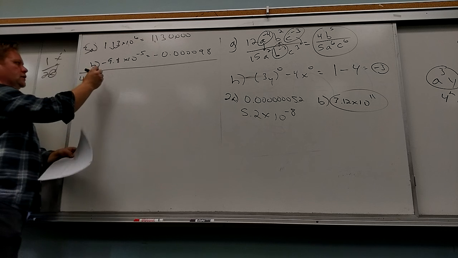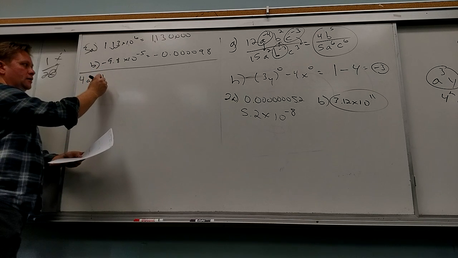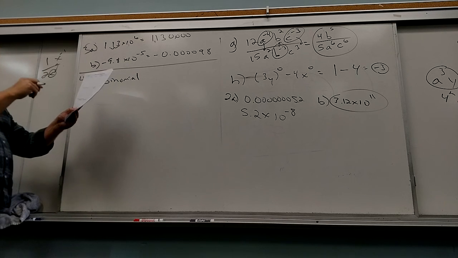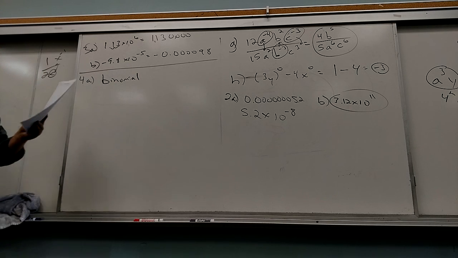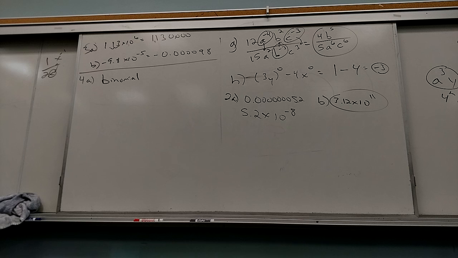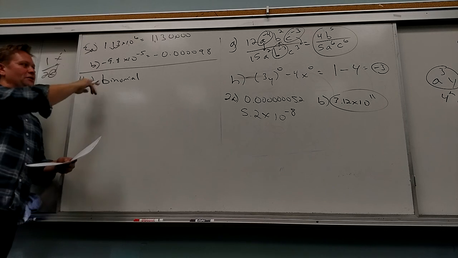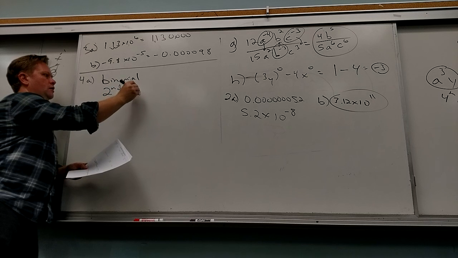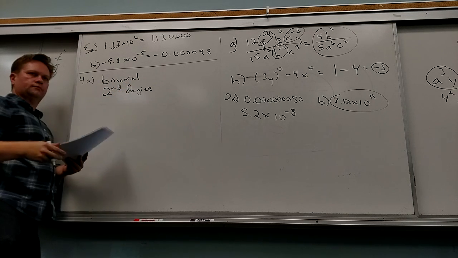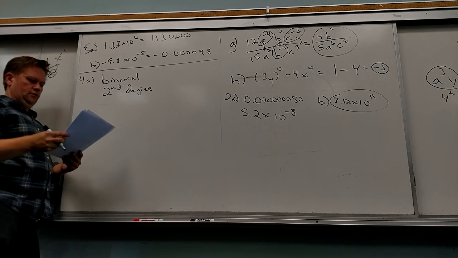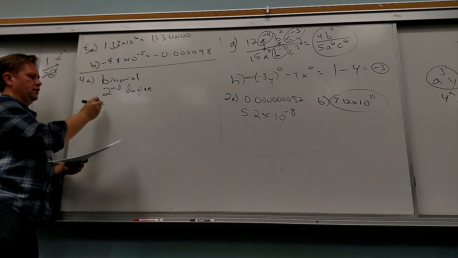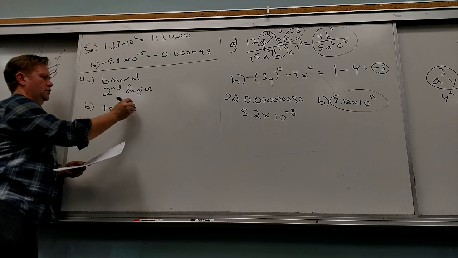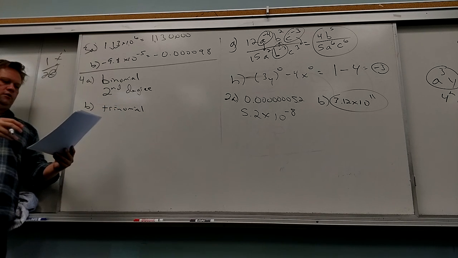So 4a is a polynomial. Specifically, it's a binomial, 2 terms. Degree of the first term is second. Degree of the second term is first. So what's the degree of the whole thing? Second degree. So it's a second degree binomial. B, of course, is what kind of thing? Trinomial. Okay, it's got 3 parts to it.